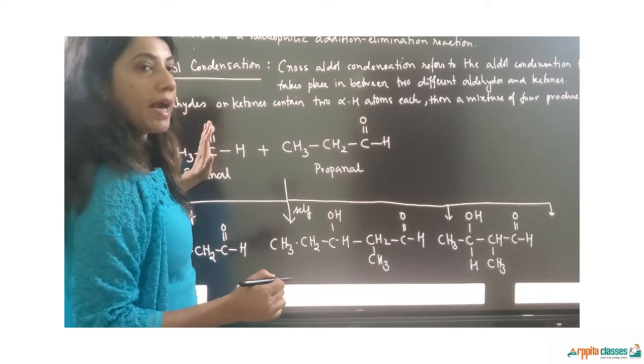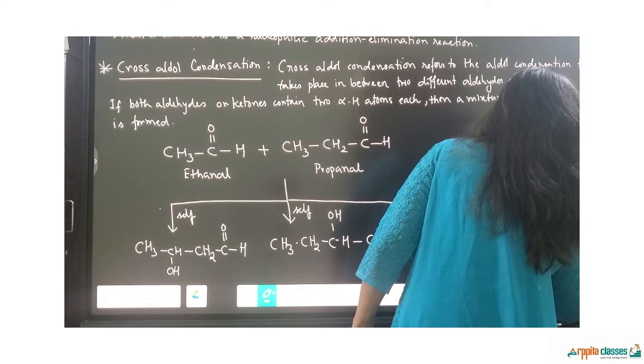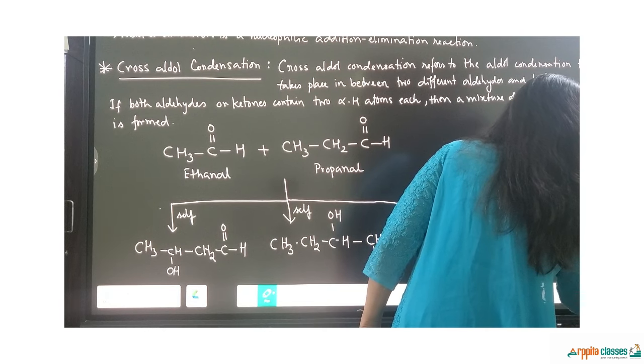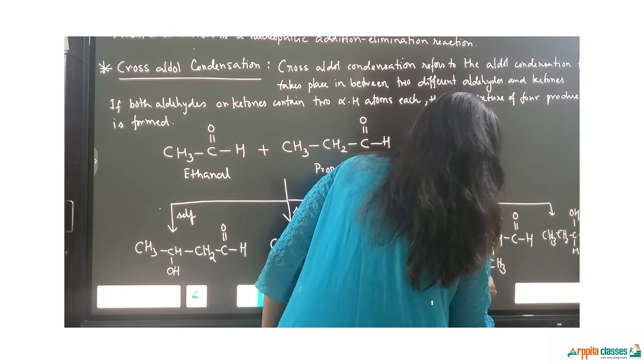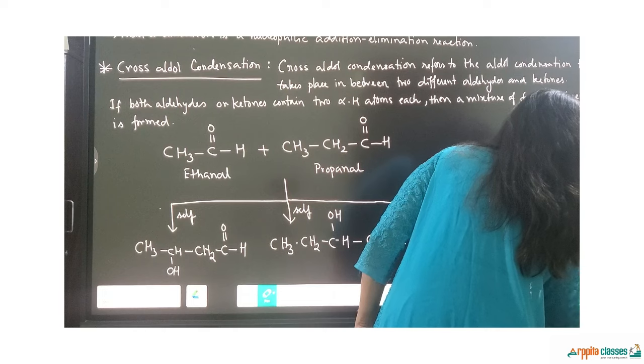this, means this will be acting as a nucleophile. So there it will be CH3CH2CH(OH)CH2CHO. This is a cross product. So this is a cross product, this one, and even this is a cross product.